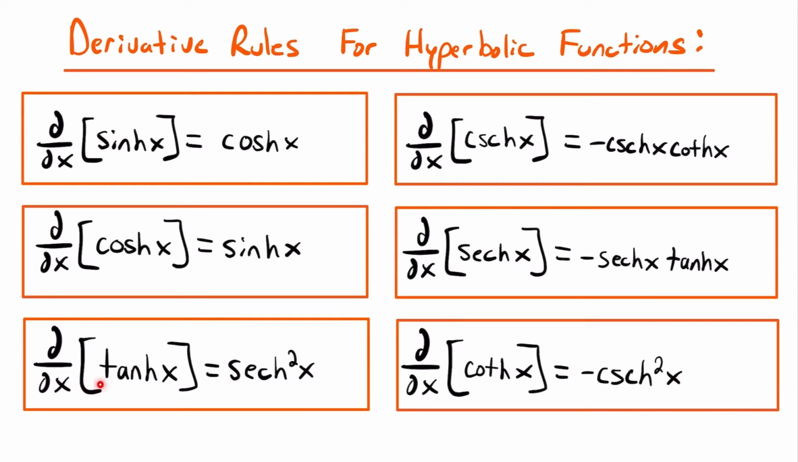The derivative of hyperbolic tangent is equal to hyperbolic secant squared. The derivative of hyperbolic cosecant is equal to negative hyperbolic cosecant times hyperbolic cotangent. The derivative of hyperbolic secant is equal to negative hyperbolic secant times hyperbolic tangent, and the derivative of hyperbolic cotangent is equal to negative hyperbolic cosecant squared.